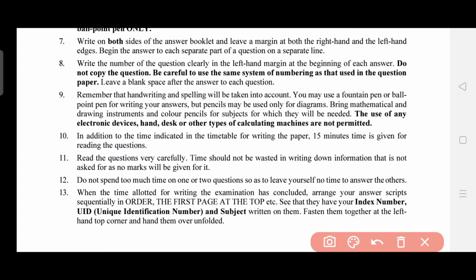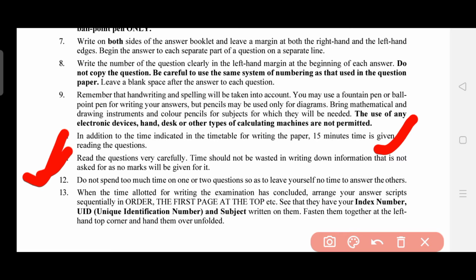The 10th point says that in addition to the time indicated in the timetable for writing the paper, 15 minutes time is given for reading. You already know that 15 minutes time is given for the reading of the question. Next is that read the questions very carefully, and this is an important thing, because I lost my 4 to 5 marks because I did not read the questions very carefully. This is my experience, so I don't want that you should also do that. Kindly read the questions very carefully and then write the answer.